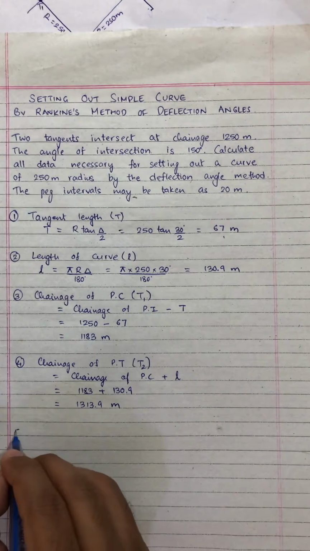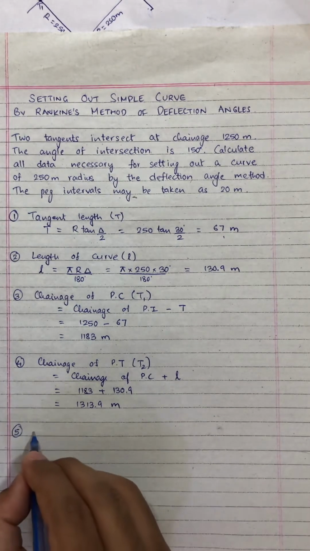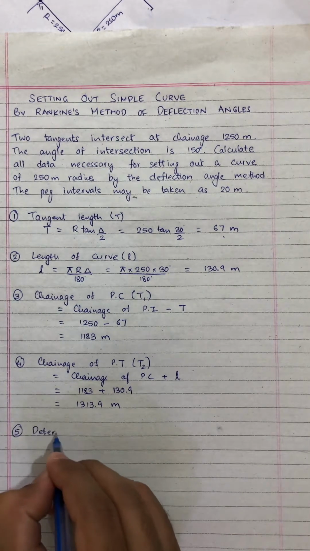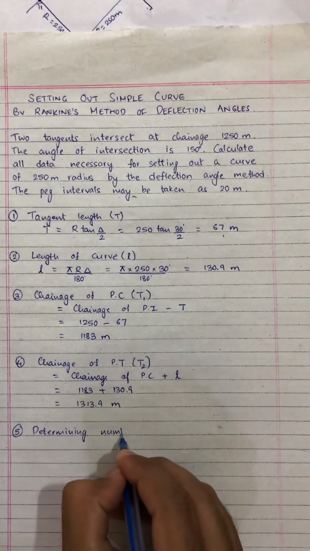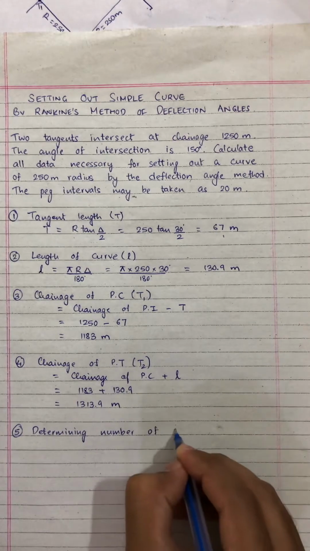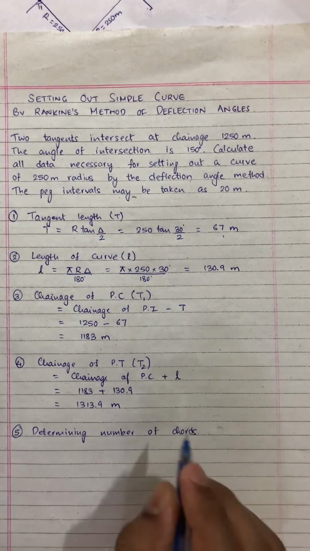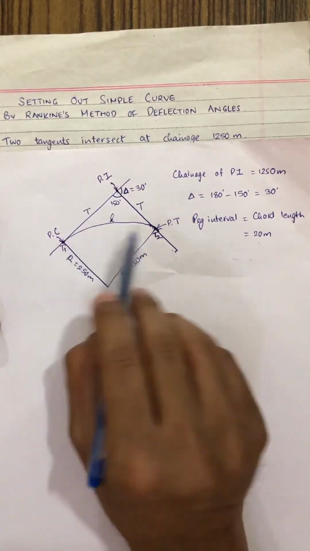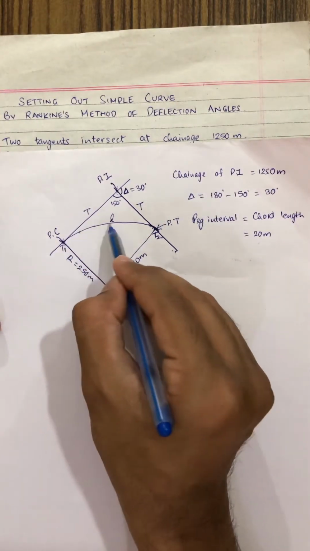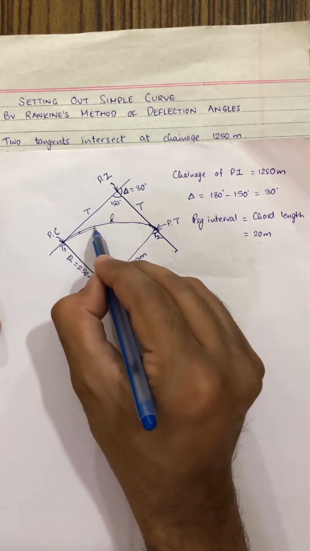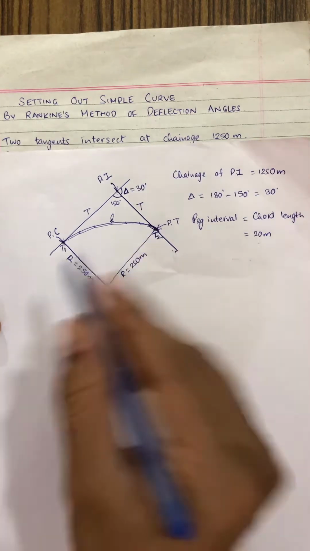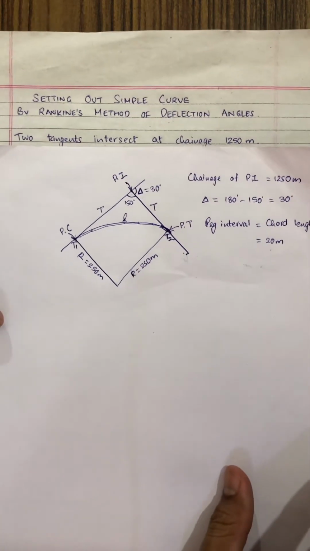Now this is the most important part. We have to determine the number of chords. See, as this curve, we have to set out this curve. So we need to find number of chords to set out the curves. 1 chord, 2 chord, 3 chord, 4, 5, 6. How many chords are there? That we have to find out. So how to do that?